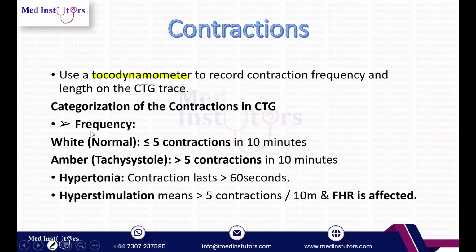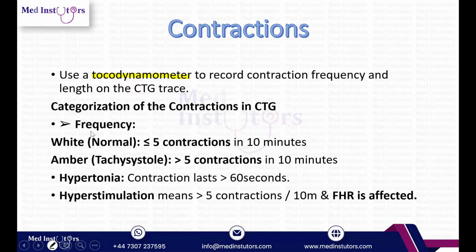To categorize the contractions, we have now another thing. Before I begin, I want to tell you all this, that there is no concept of reactive, non-reactive, suspicious anymore, or category 1, category 2, category 3. The NICE guideline categorizes it as white, amber, or red. That's the latest development in this. So white features are basically the ones which are supposed to be good, amber is in the middle, and then red is something that is alarming.